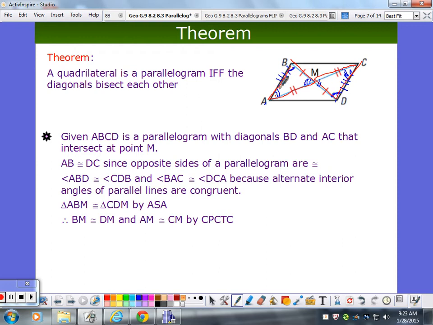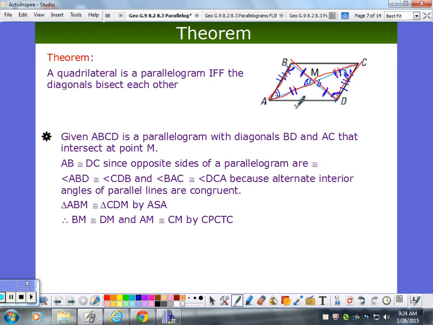Angle at the side, right? All kinds of different ways. But these two triangles are congruent. So therefore, this one and this one are congruent, and this one and this one by CPCTC. So that's how I know they bisect each other.